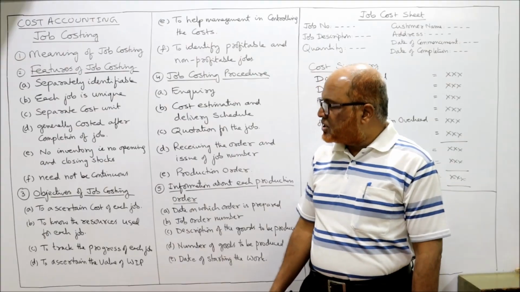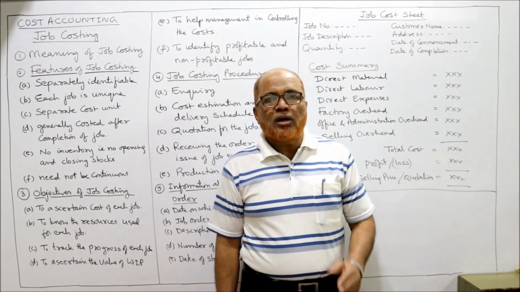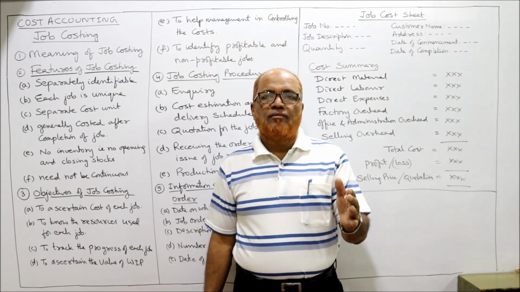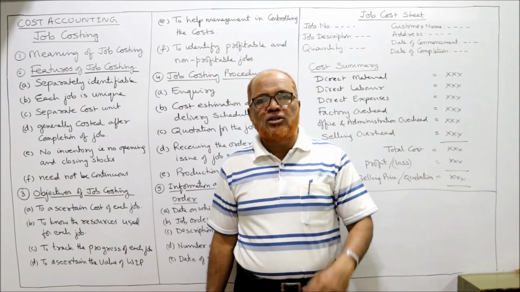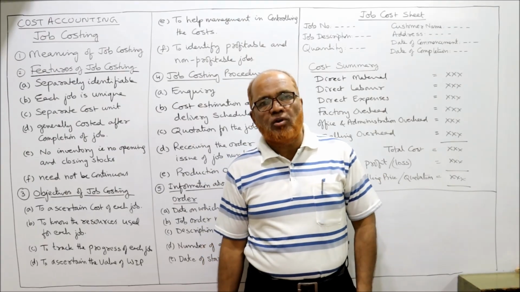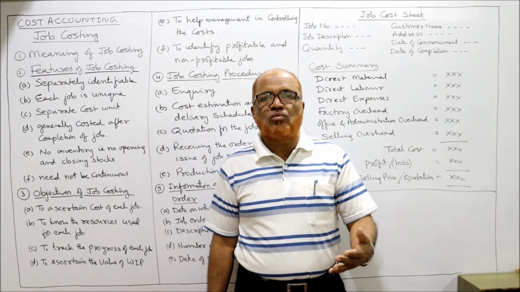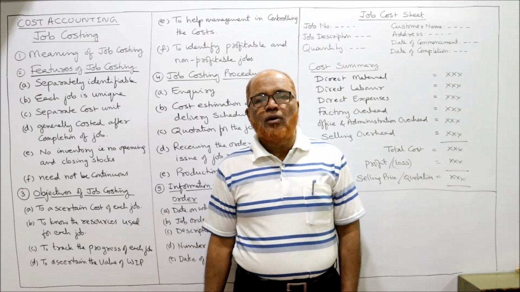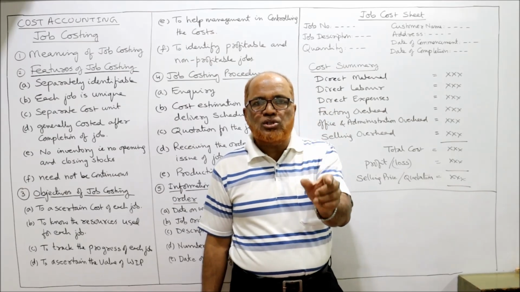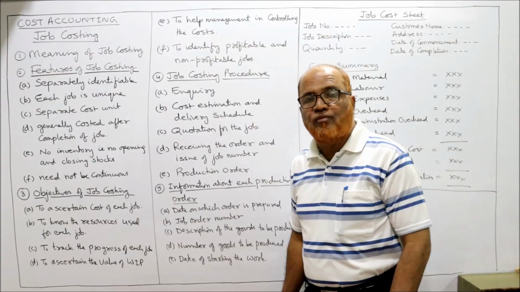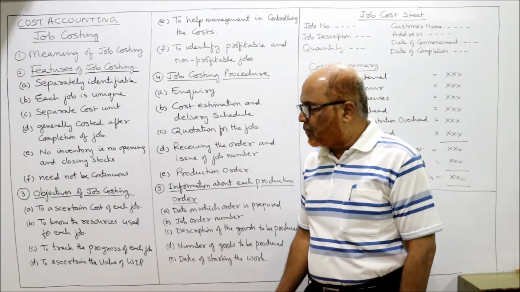Secondly, to know the resources used for each job. What are the cost elements which are utilized to complete the job? Example, how much material was consumed, how much labor was incurred, how much expenses were spent. All these details, what are the resources used in completing the job? To find that out, we need job costing.